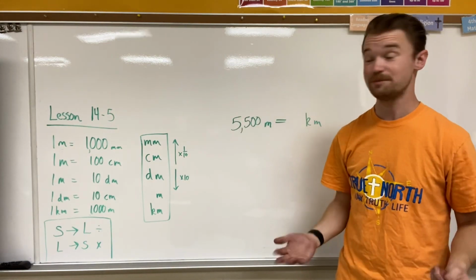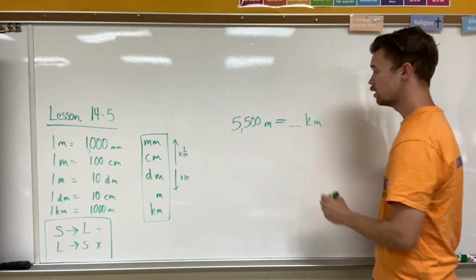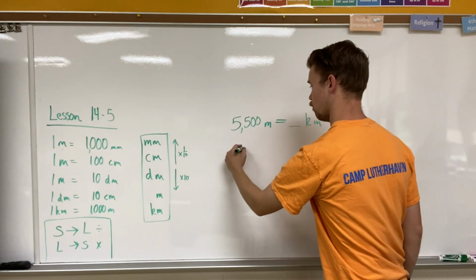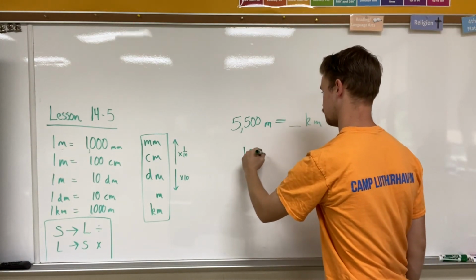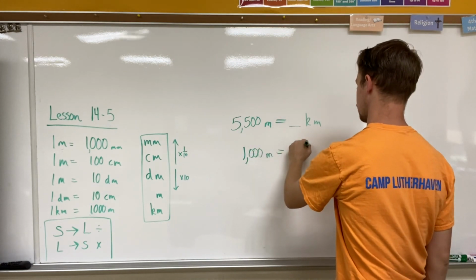Let's do one last example. I have 5,500 meters, and we're trying to convert it into kilometers. Well, I know my conversion is 1,000 meters is equal to 1 kilometer.